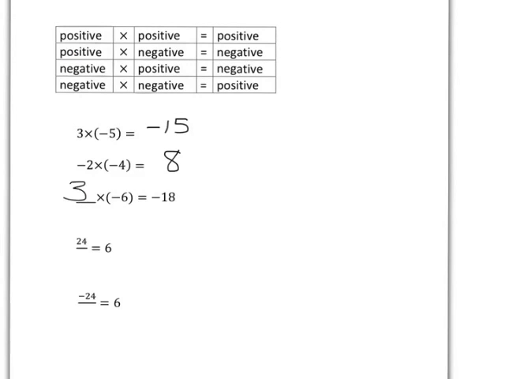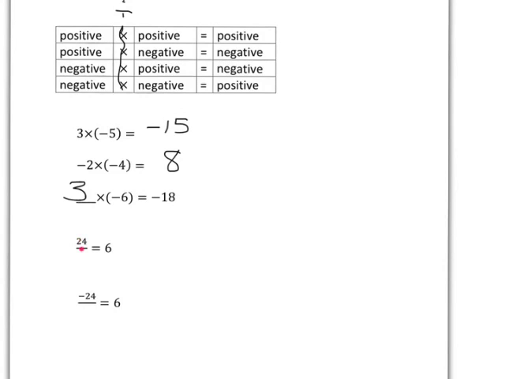Now, multiplication and division are very closely related to each other. So all of these facts that we've just established for multiplication work just as well for division. In other words, we could replace everything there by a division sign, and it would mean exactly the same. So a positive divided by a positive is a positive. A positive divided by a negative is a negative. So we can answer these questions now.